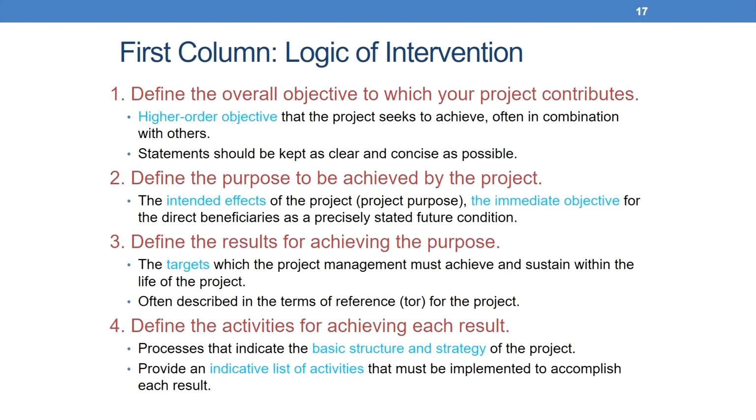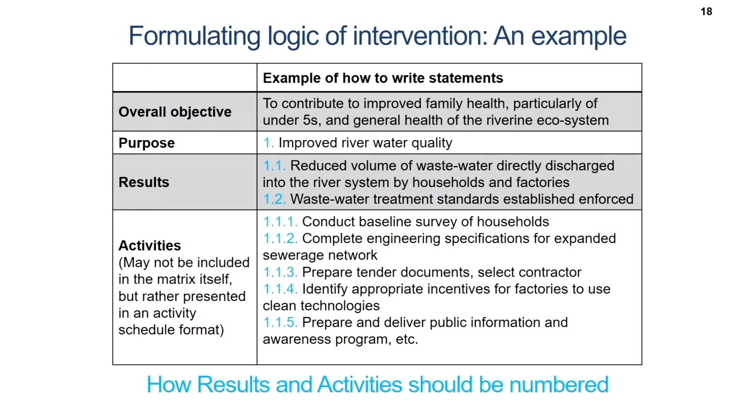Number 3, we define the results for achieving the purpose, the targets which the project management must achieve and sustain within the life of the project, often described in terms of reference for the project. And finally, we define the activities for achieving each result, processes that indicate the basic structure and strategy of the project and provide an indicative list of activities that must be implemented to accomplish each result. So, this is how we look at that first column.